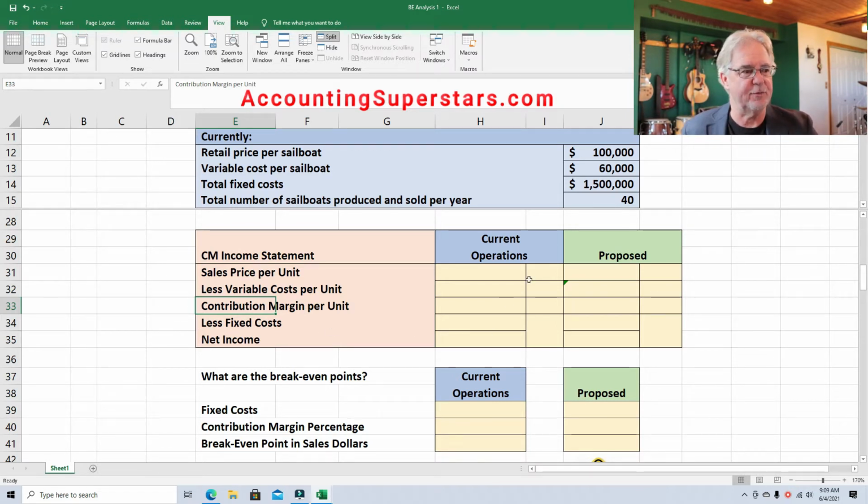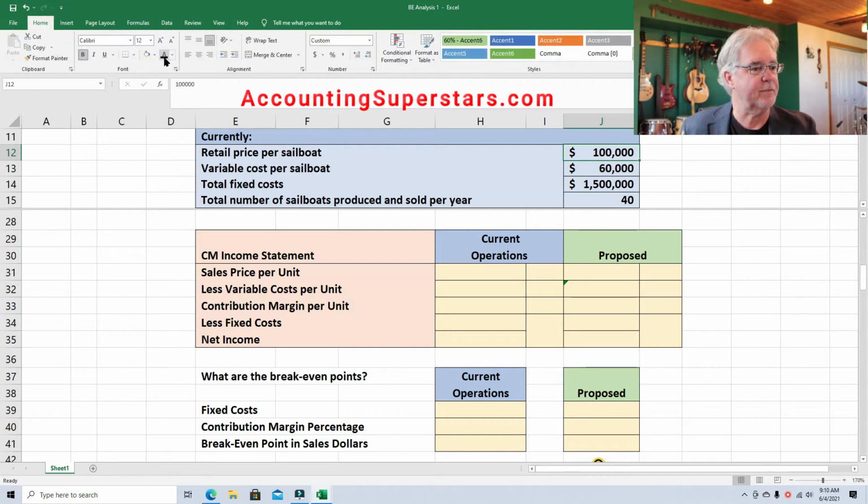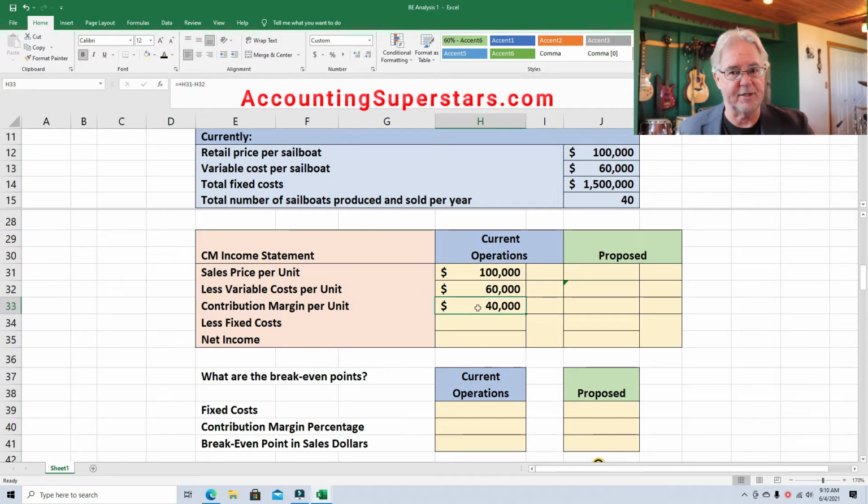So really easy. What we'll do is take what's going on currently and put it into this chart. So the sales price per unit is $100,000. Where am I getting that? I'm getting it from right up there. Now the variable costs are $60,000. Where'd I get that? I got it right off the chart. Contribution margin, all you do is subtract. 100,000 minus 60,000 is 40,000. Now this contribution margin per unit is a really powerful number. You can really use this.